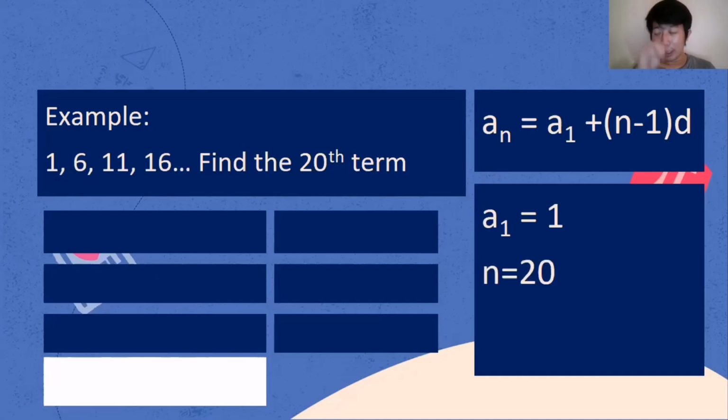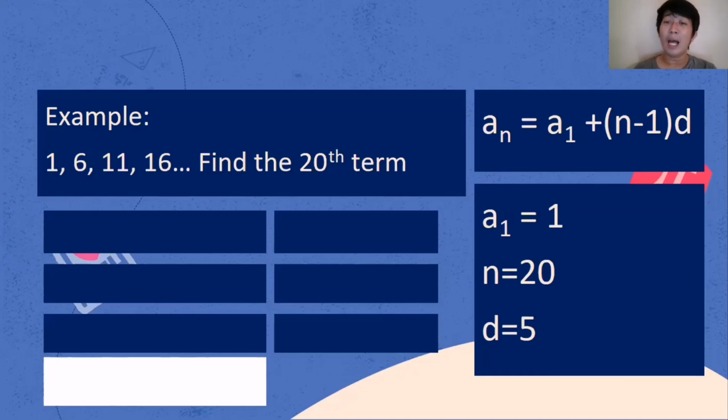That is, we are looking for the 20th term. That's why the value for n is 20. What is the common difference? Let's try to check two consecutive terms and their differences. 6 minus 1, that is 5. 11 minus 6, that is 5. 16 minus 11, that is 5. Very good. So our common difference will be 5.